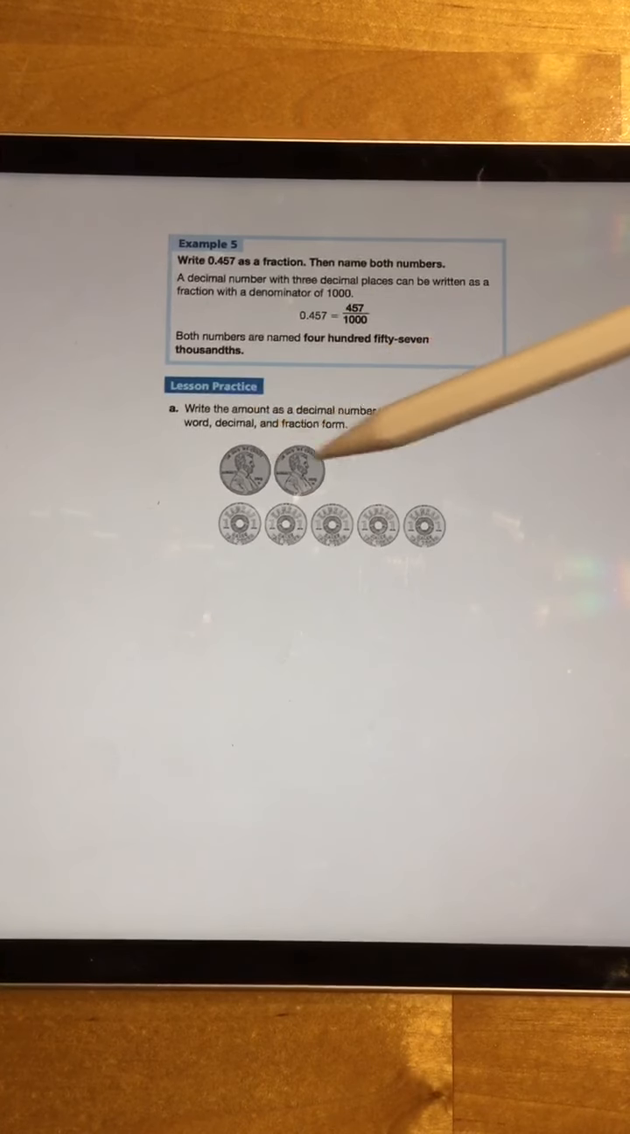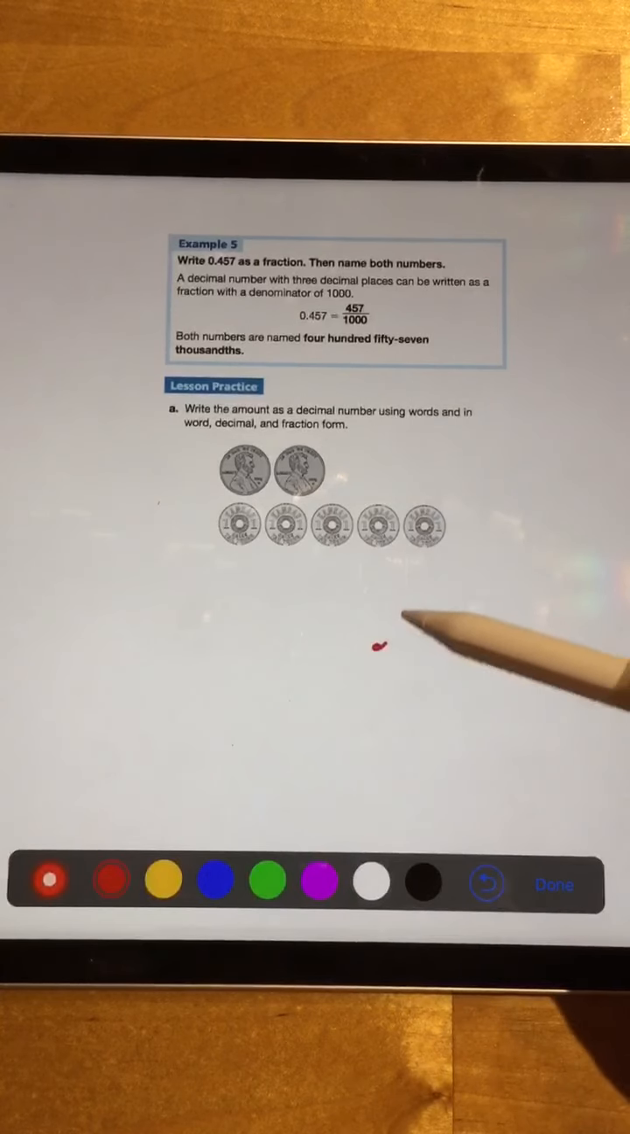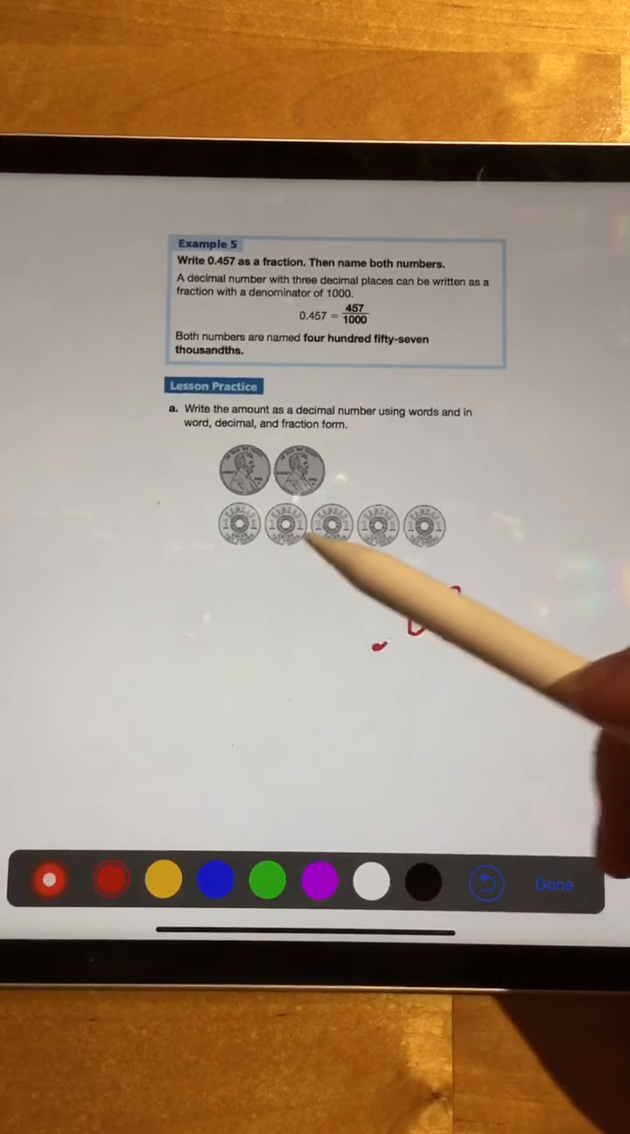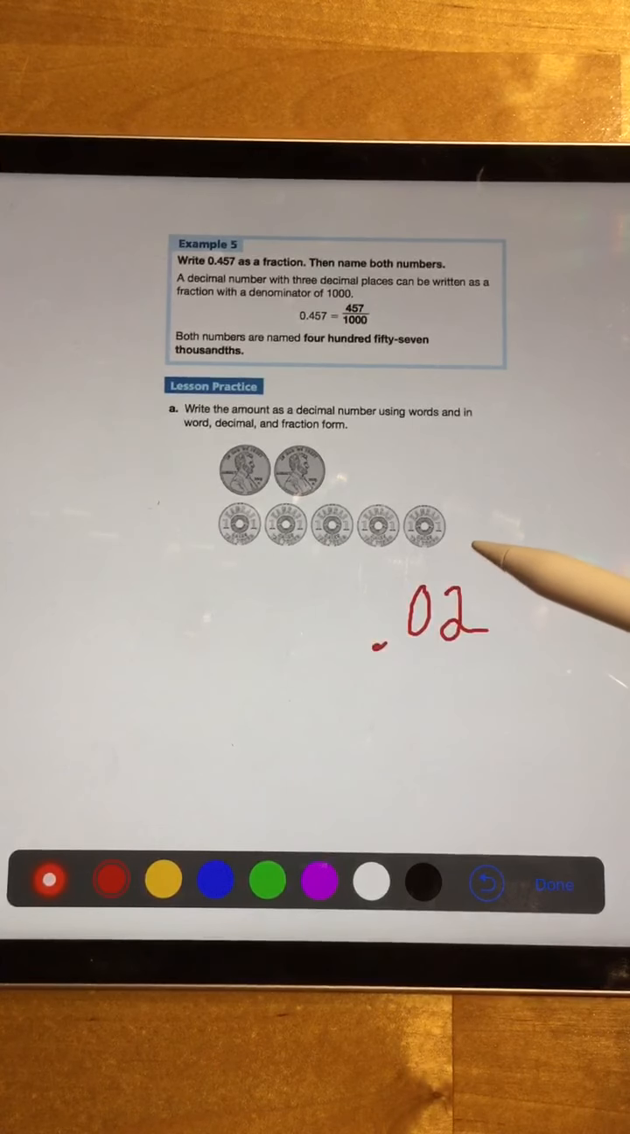The coins we have here are 2 pennies, which would put us in the hundredths place because they are 2 of 100, right? And then we have 5 mils, which should sound like we have 5 million, but it's really 1/1000th that is the value of this coin. So we have 5 of them. All right. Now I'm going to switch to paper to show you the rest of the lesson practice.